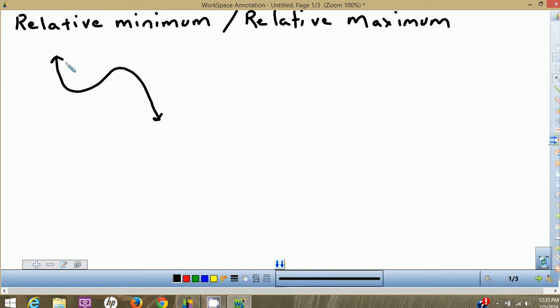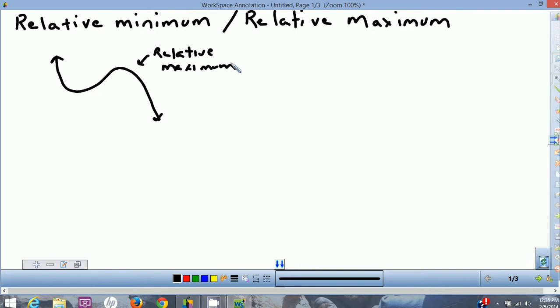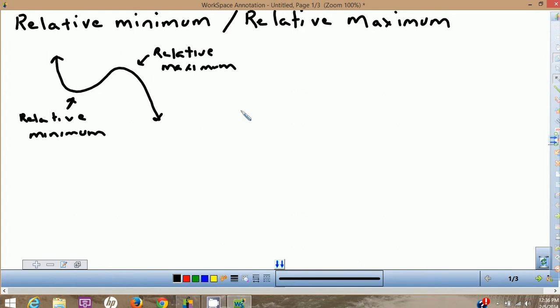Well, in this case, I've got both a relative maximum here at the top of this mountain, where all of the points to the left and the right are lower than that value. So we call it a relative maximum, top of a hill. And I have, at the same time, a relative minimum, where all of the function values to the left and the right in its immediate vicinity are higher than it is. So we call this a relative minimum, a bottom of a valley.